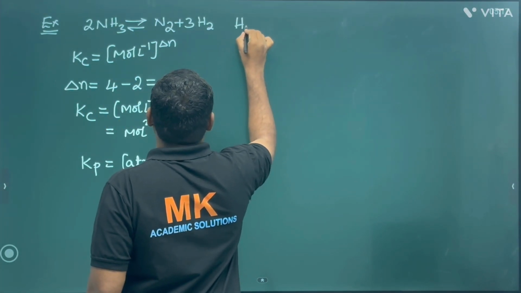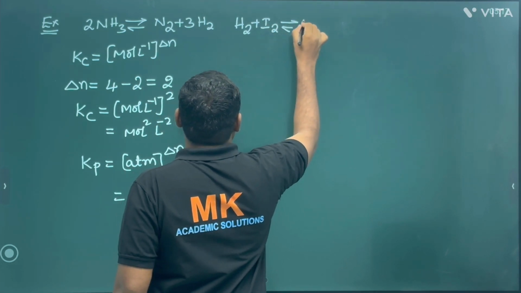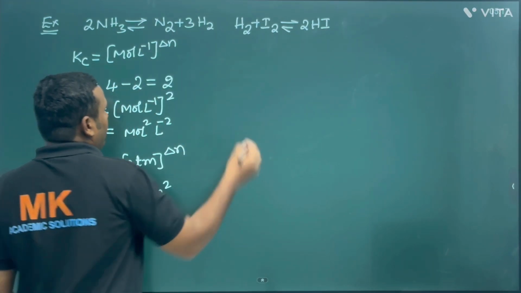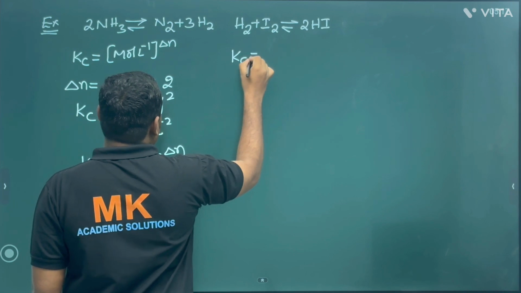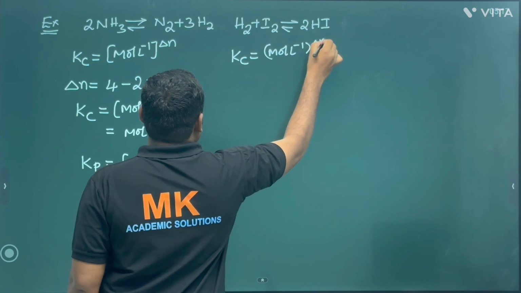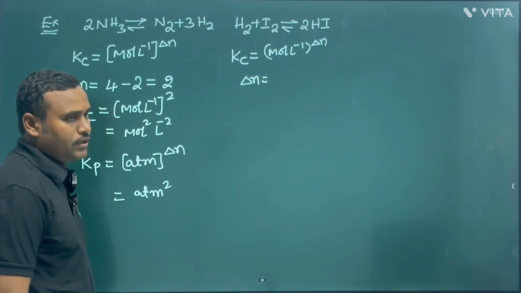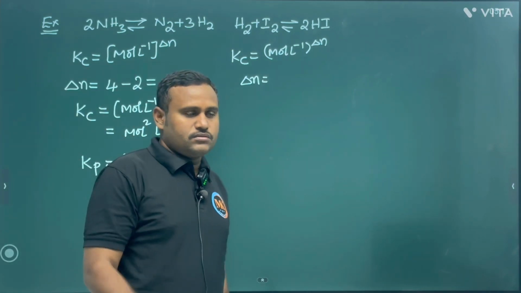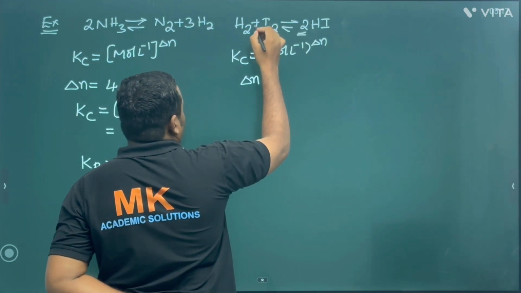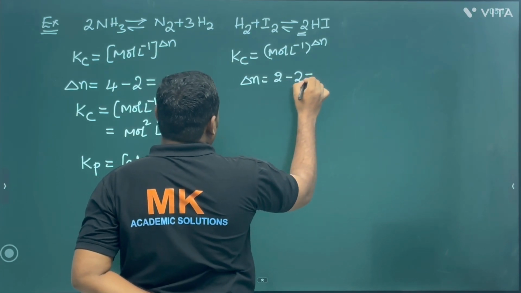H2 plus I2 gives rise to 2HI. So now here what are the units of Kc? So here Kc is equal to moles per liter to the power delta n. So here what is the delta n value? Delta n is equal to the number of moles of gaseous products minus the number of moles of reactants. So here 2, only 2 is there, and here 1 and 1, minus 2, that is equal to 0.